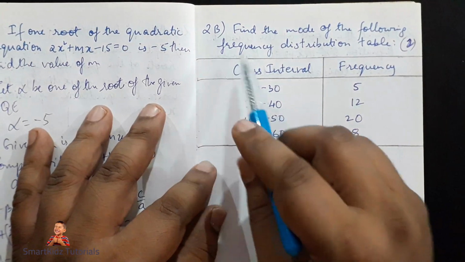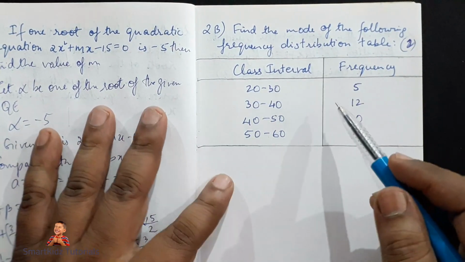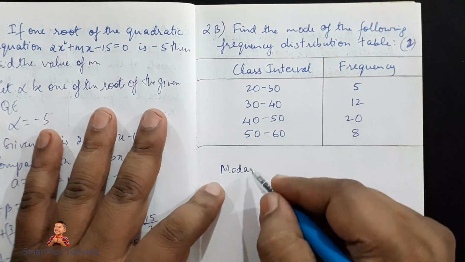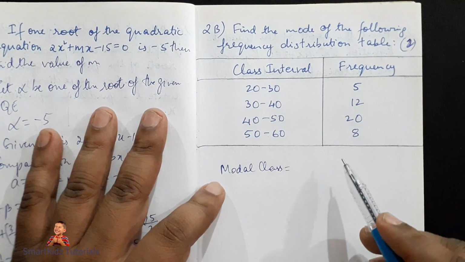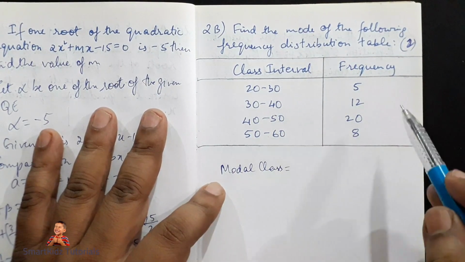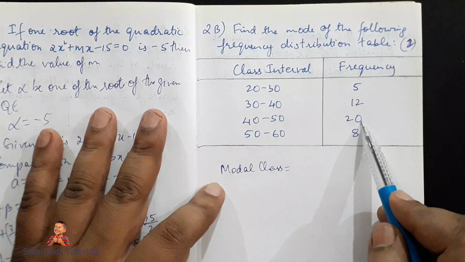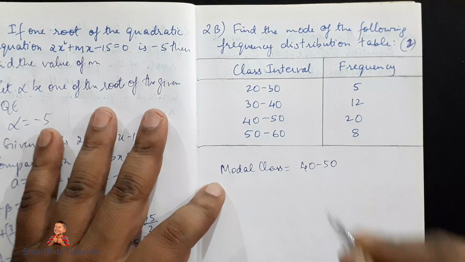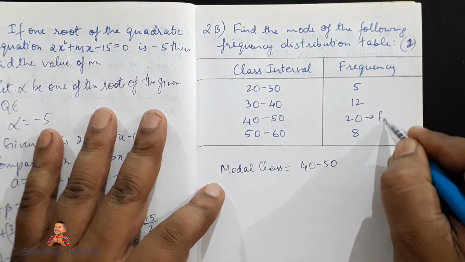Next is to find the mode of the following frequency distribution table. So first thing we need to find is the modal class. We have been given the class interval and the frequency. To find the modal class, first thing we need to see is which class interval has got the highest frequency, and we see that 40 to 50 has got the highest frequency of 20. So this will become our modal class, 40 to 50. Okay, and this will become our F1.